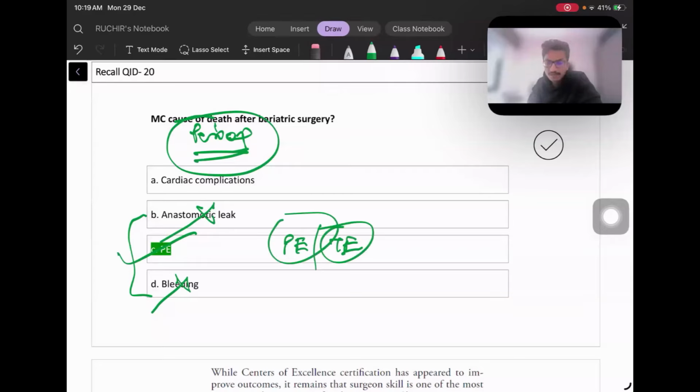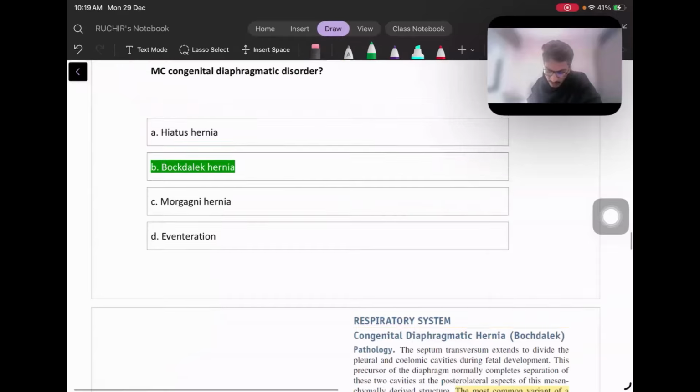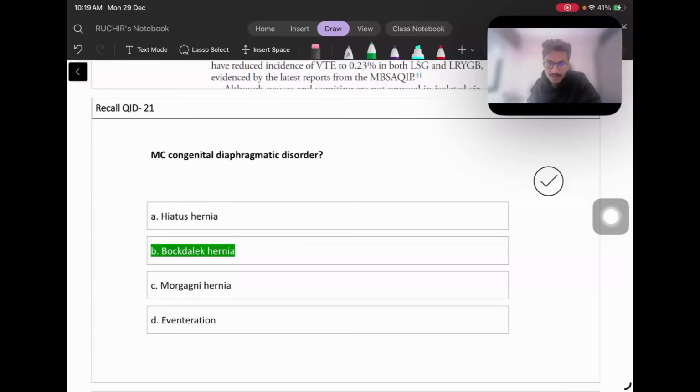I think the options are okay in this: cardiac, anastomotic leak, bleeding, and pulmonary embolism. No other change in this question stem or options, right? Moving on to the next question, that is the most common congenital diaphragmatic disorder. What was the one-liner given, or was it related to the most common congenital diaphragmatic hernia? What was the question here, and are the options fine here?